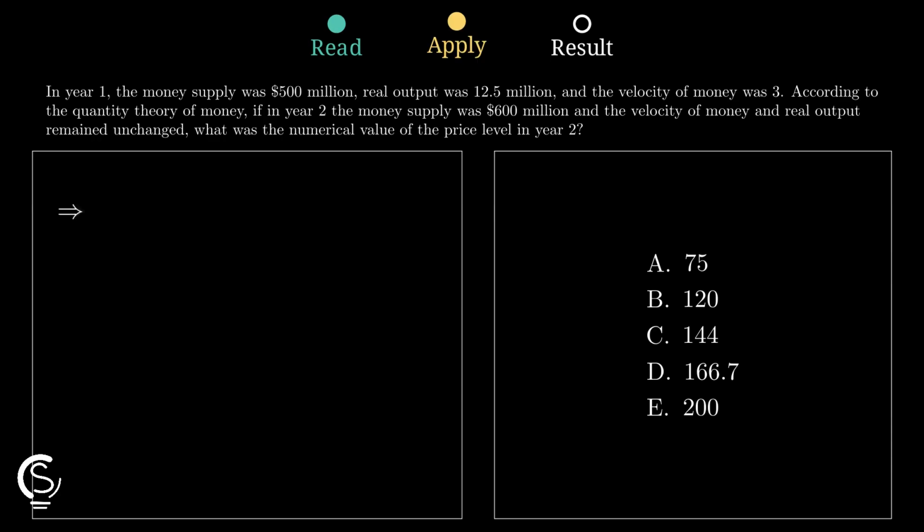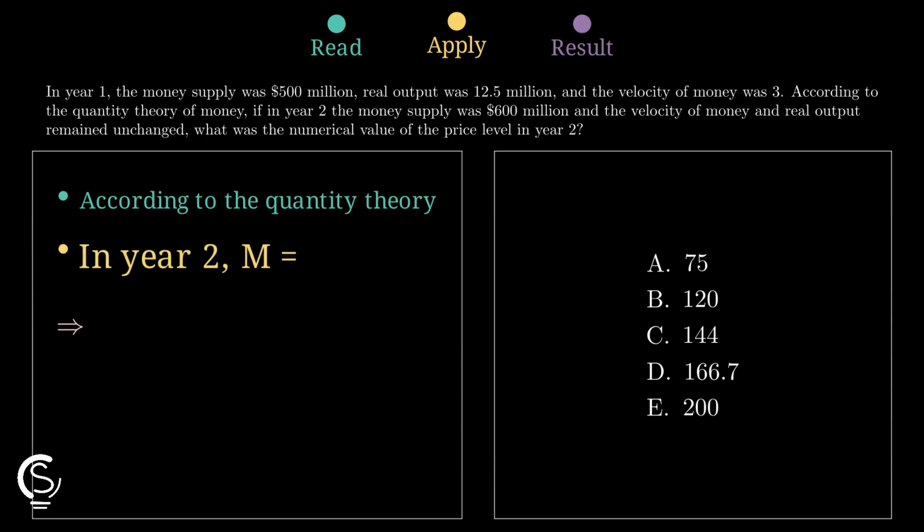In year 2, the money supply becomes 600 million. So substitute M equals 600, V equals 3, and Y equals 12.5 into P equals MV over Y. Now compute the numerator first. 600 times 3 equals 1800. Then divide by 12.5 to get 144, which is the year 2 price level.